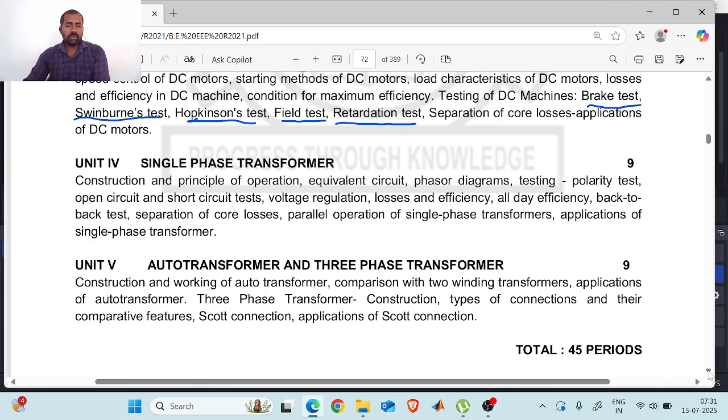And in unit 5, the topic is auto transformer and three phase transformer. You know what is auto transformer? It is nothing but a variable transformer. It will give the variable output at the output side, right? So you can regulate the output voltage. So that is what an auto transformer is. Else you will call it as variac. What is variac?